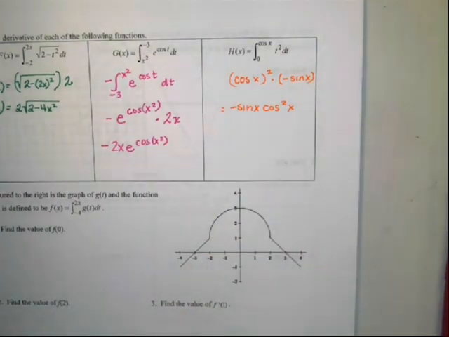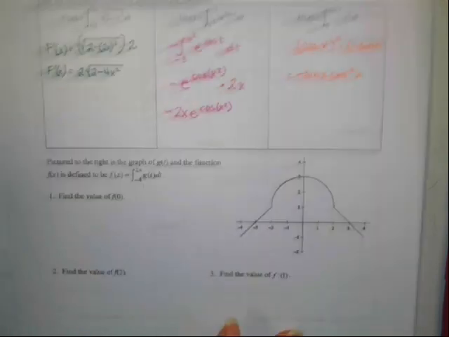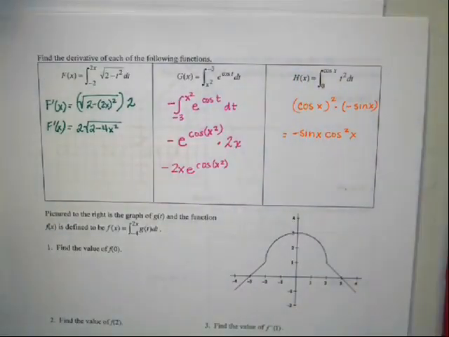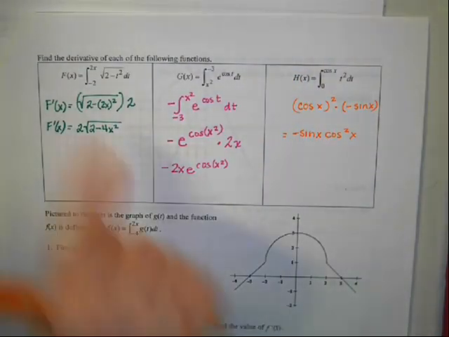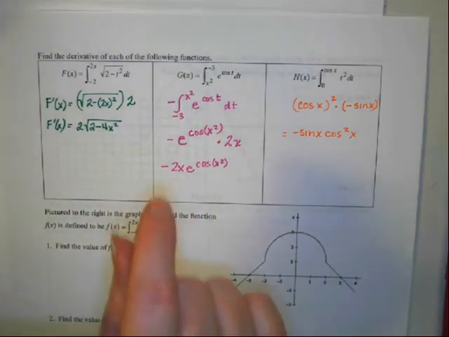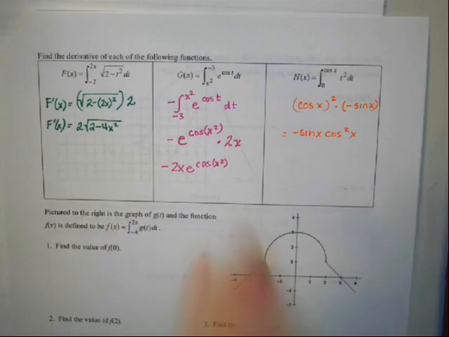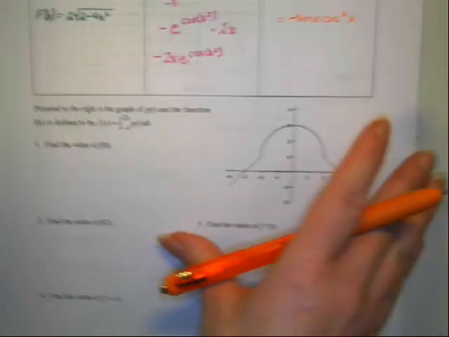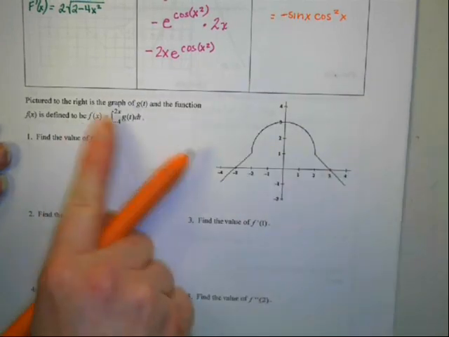All right, are we good so far? Yes? All right. Okay. So now remember, the second fundamental theorem is helping us find the derivative of the big f of x and the big g of x. So it's after we've taken an antiderivative when there's a function and a constant. So on this one, the picture to the right is a graph of g of t, and the function f of x is defined by f of x equals the integral of g of t.